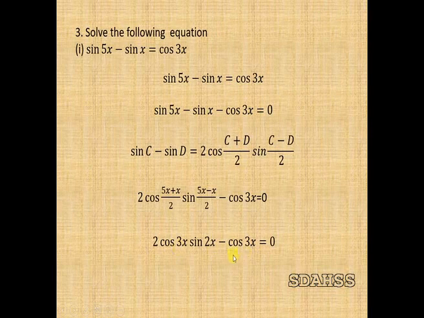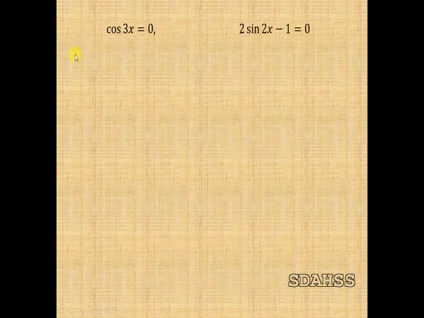Here cos 3x is the common factor, so take outside. So you have cos 3x into 2 sin 2x minus 1 is equal to 0. Now the first factor is equal to 0, cos 3x is equal to 0, and the second factor is equal to 0. Cos 3x is equal to 0, 2 sin 2x minus 1 is equal to 0.